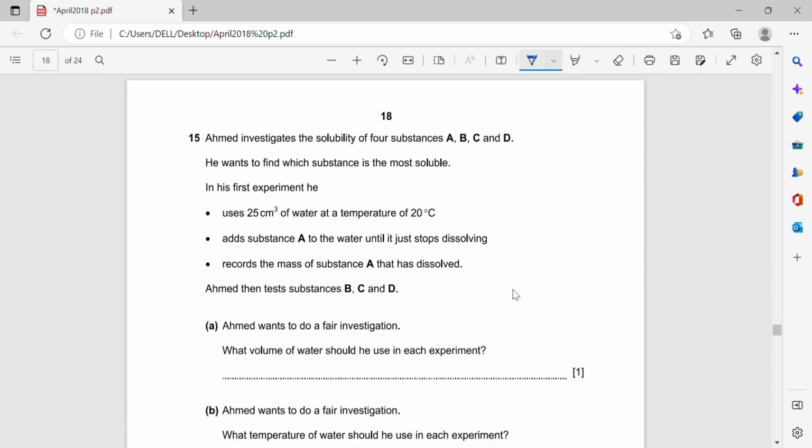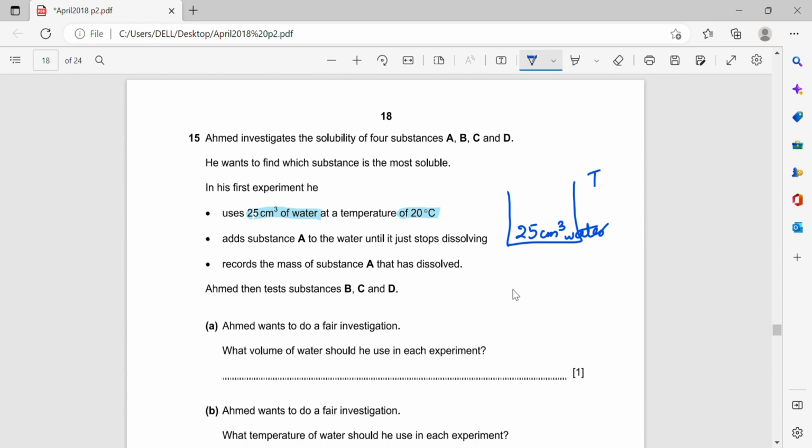Next question. Ahmed investigates the solubility of 4 substances A, B, C, and D. He wants to find which substance is the most soluble. In his experiment, he uses 25 cubic centimeters of water at a temperature of 20. He adds substance A to the water until it stops dissolving. So we have here 25 cubic centimeters of water.